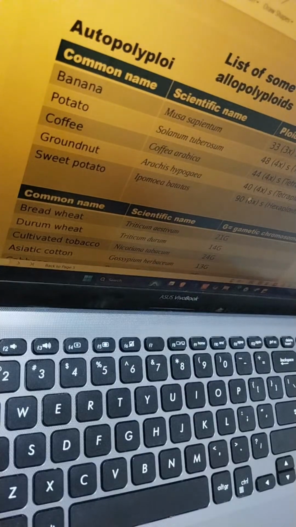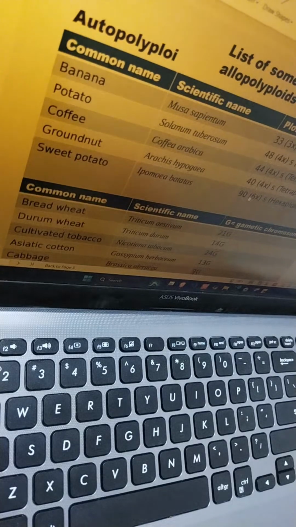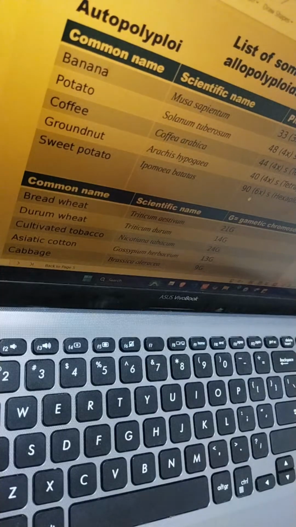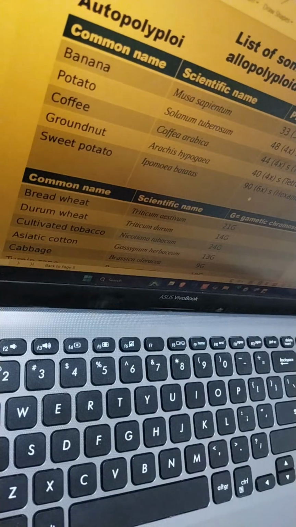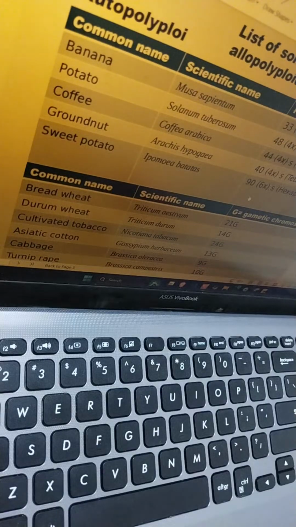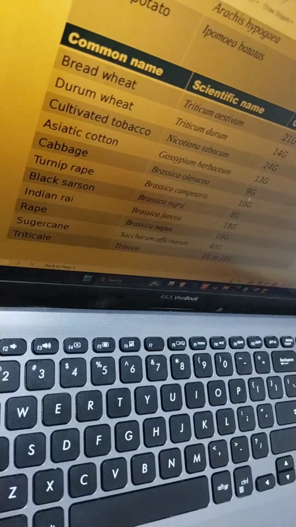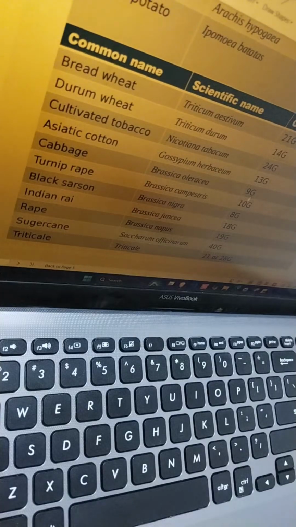Common names, where X is the ploidy level: triploid, tetraploid, hexaploid in somatic cells. Examples include bread wheat, durum wheat, tobacco, cabbage, turnip, rye, cereals, sugar cane, and kale.